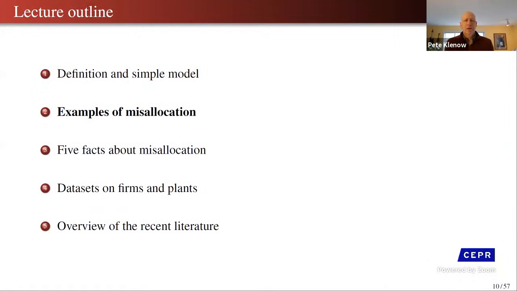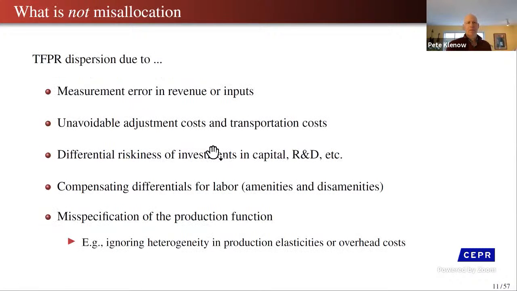Okay, so that was my introduction and simple model and getting out some simple ideas. Now, I've already touched on some examples of misallocation, but I want to be explicit about some more. And then I want to talk about the 5 fact patterns after that. Okay, so first, what is not misallocation? Before I give you examples, what are things that would generate TFPR dispersion that aren't misallocation by my definition?